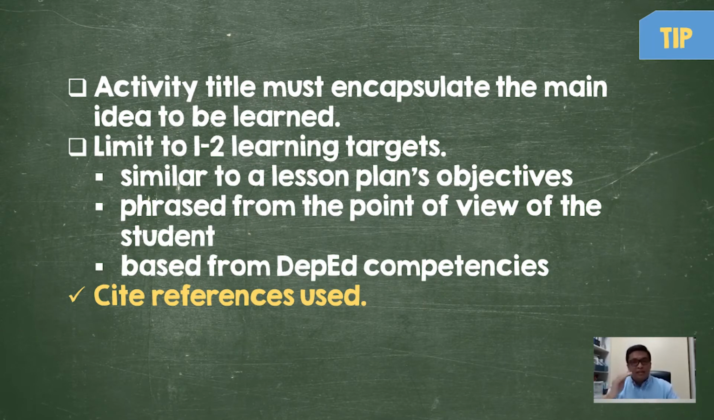After the title, you have the target, and then the last of the basics is that you need to cite references. It's very important that we respect intellectual property. So if you got the idea of this learning activity from a book or from an online article, it is very important that you cite these references, so that you will not infringe any copyright. So those are the 3: title, target, and reference.